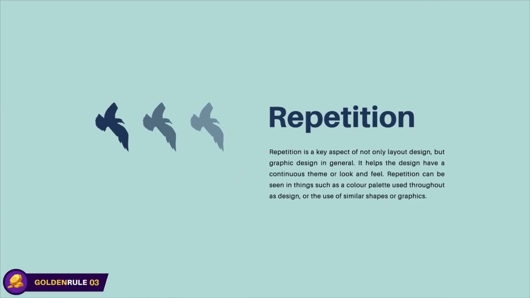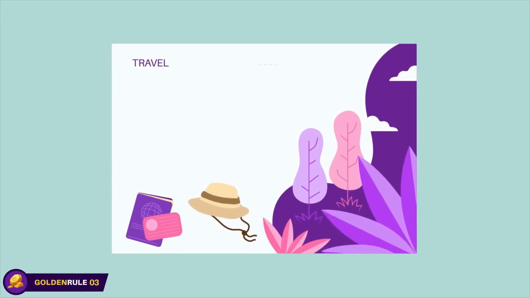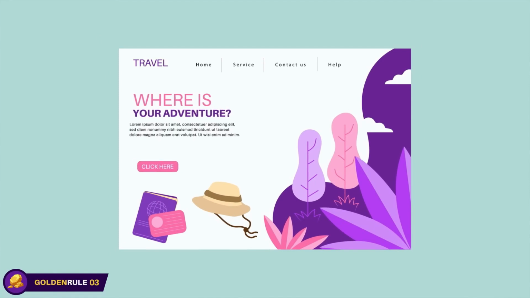Now, repetition is a key aspect of not only layout design, but just graphic design in general. It helps the design have a more continuous theme or look and feel. Repetition can be seen in things like the color scheme used throughout your design or the use of similar shapes and graphics. And here is another landing page design. What kind of repetition can you see in this example?